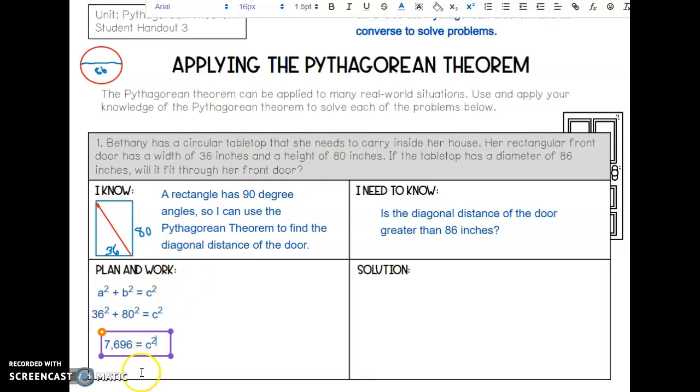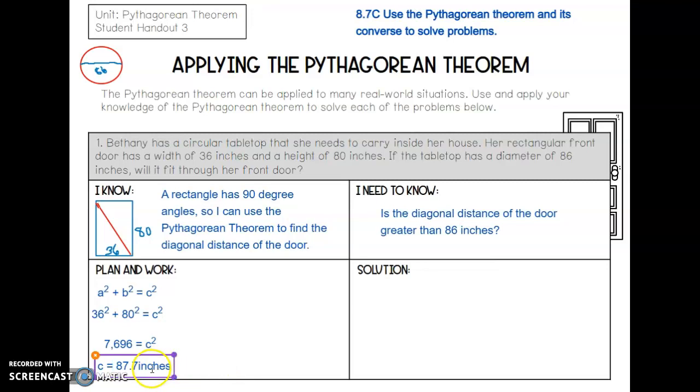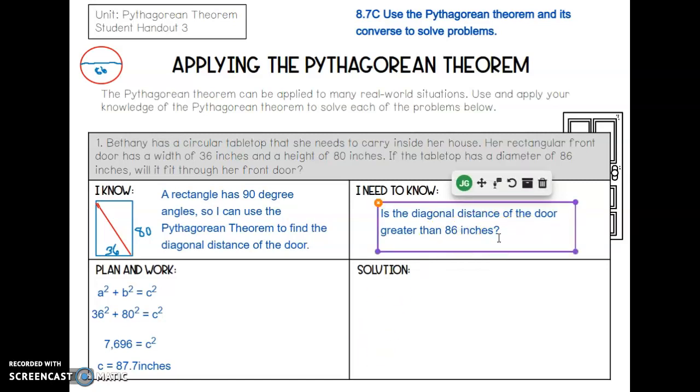Now, the last step that you're going to do is find the square root of 7,696, round to the nearest tenth if necessary, and you're going to get 87 7/10, and we are dealing with inches, so this is going to be inches. So the hypotenuse, or the diagonal distance of our door, is 87 7/10 inches. Our question was, would our table fit? In order for the table to fit, the diagonal distance, or the hypotenuse, only needed to be 86 inches.